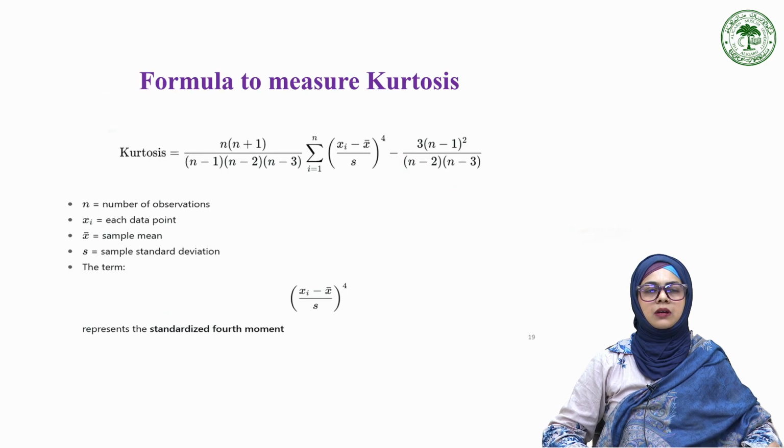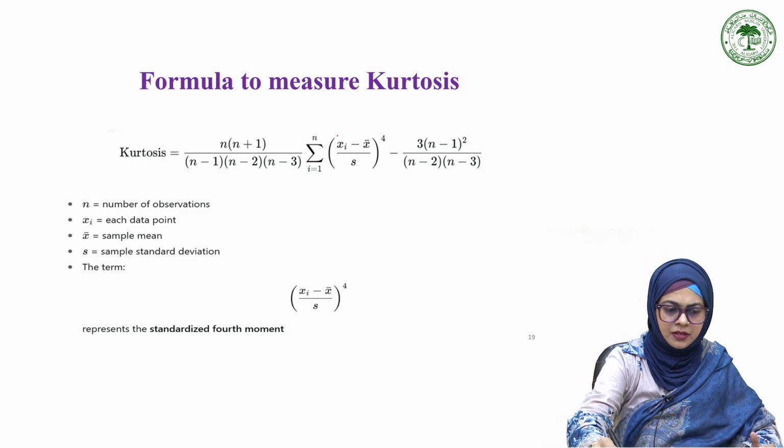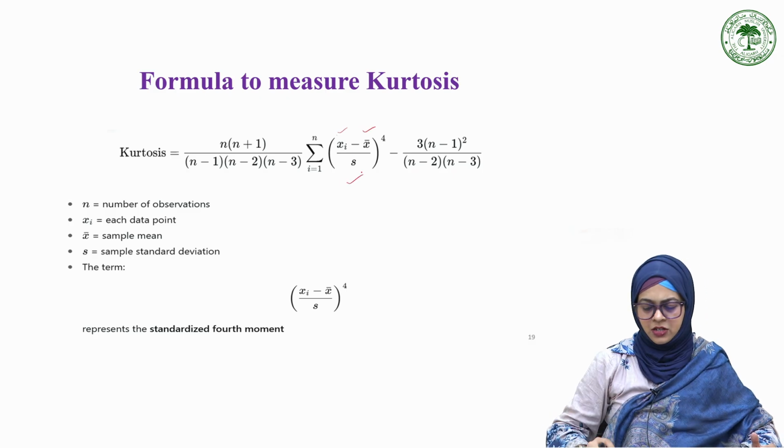So this is the formula for measuring kurtosis, and it is self-explanatory: n means the number of observations, xi means each data point, this is the mean, and this is the standard deviation.